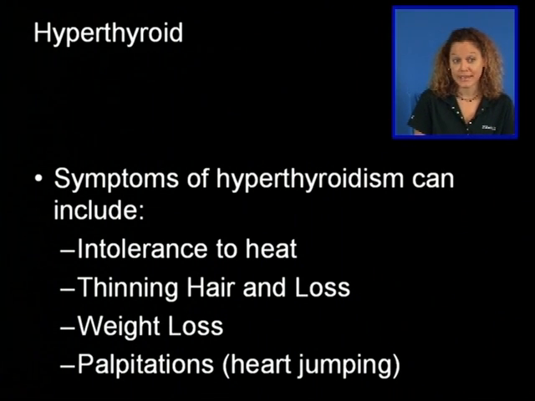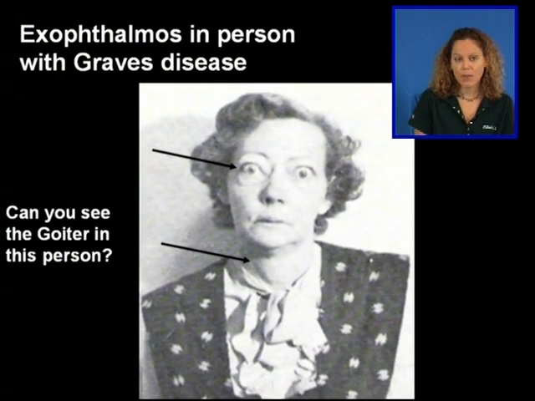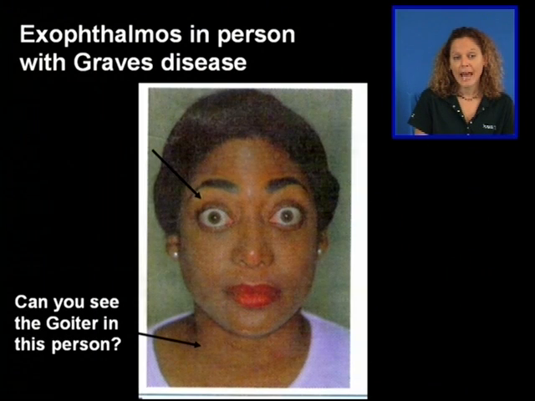Symptoms of hyperthyroidism can include intolerance to heat, thinning hair and hair loss, weight loss, and heart palpitations. Other symptoms can include diaphoresis or excessive sweating, insomnia, abnormal menstrual cycles, and exophthalmos. Exophthalmos is protrusion of the eyes, and here we see a picture of that in this woman with Graves' disease. Can you see the goiter in her neck? Exophthalmos example 2 is another picture of a woman here with Graves' disease. She also has a visible goiter in the neck.